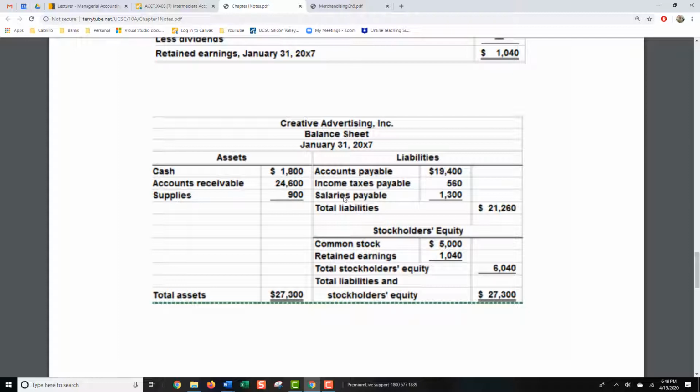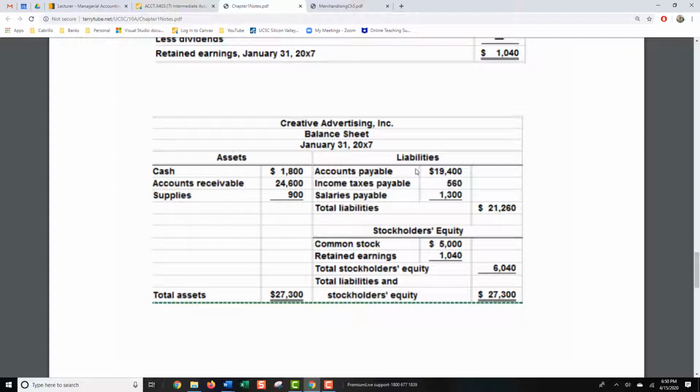So assets are going to be cash, accounts receivable, supplies. You're going to have prepaid rent, prepaid insurance. You're going to have land, building, equipment. You're going to have investments. You're going to have intangibles like copyrights and patents. But this particular balance sheet example is from Chapter 1 of Financial Accounting, so it's very, very limited. It's just as a reminder.